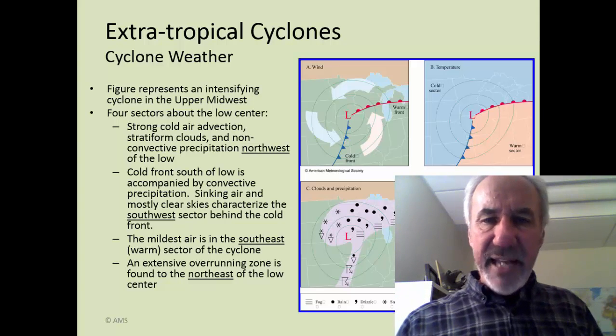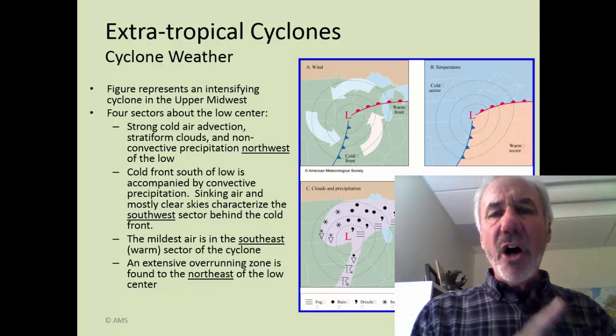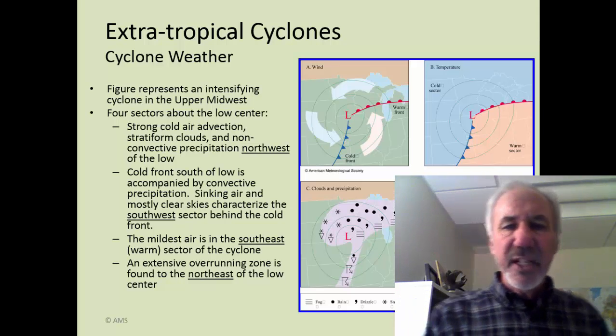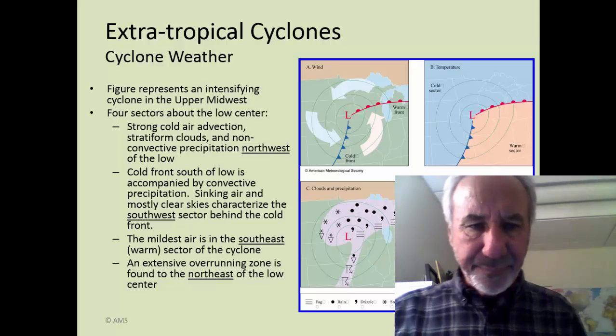So the northwest sector of a low pressure system is always going to be the coldest sector. Okay, so keep that in mind. It's also going to be relatively dry.